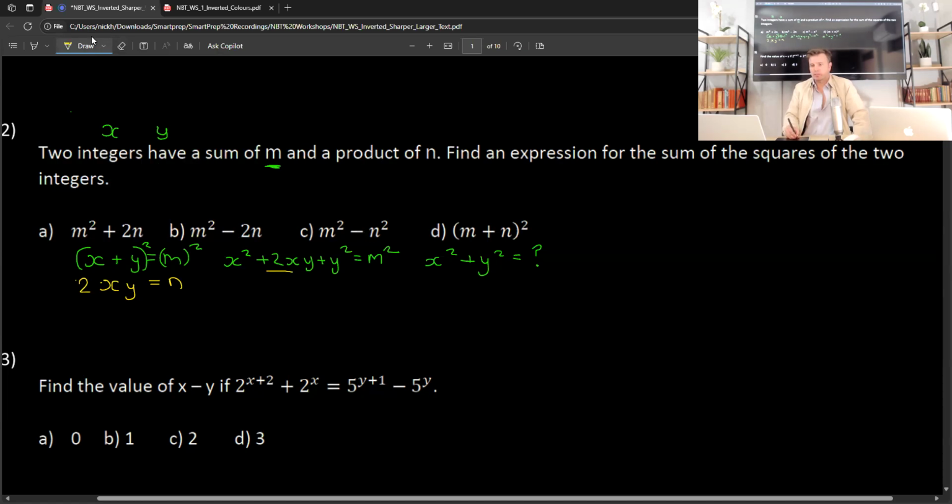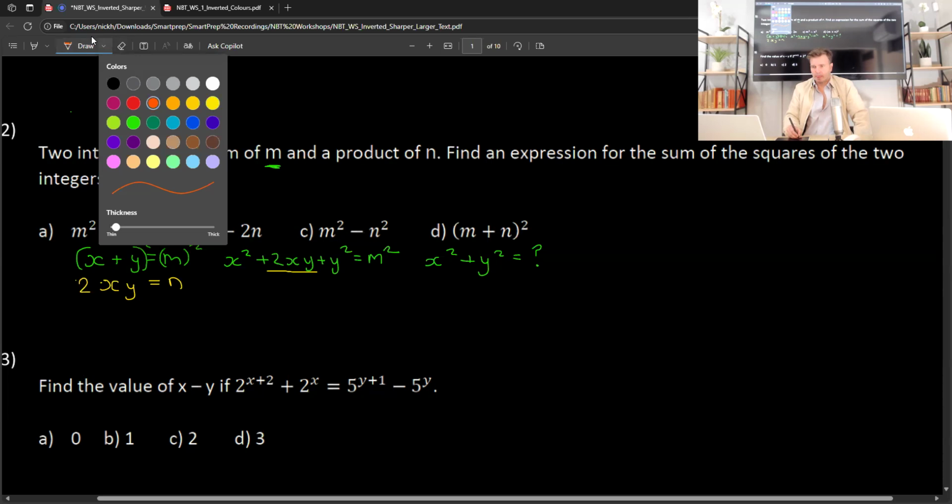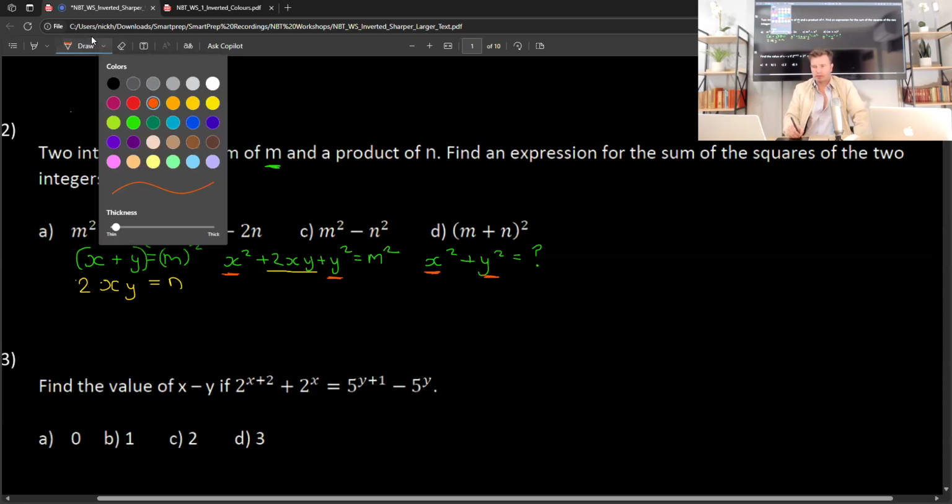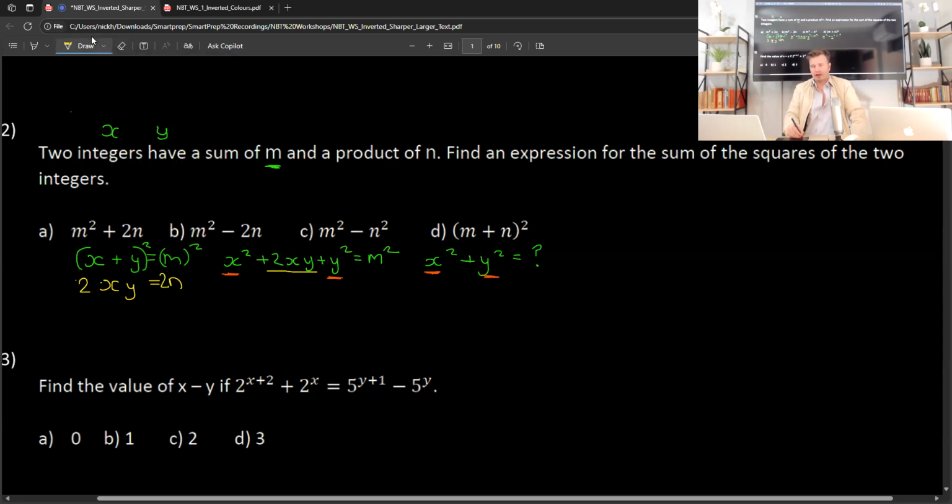I need to get rid of this 2xy, because if I do that, then I will have x squared plus y squared, right? There. I will have that if I get rid of the 2xy. Well, there we go. We know that xy was equal to n, and so when I doubled it, I got 2xy, which then can be taken off there, right? So if I subtract 2xy, I'll be left with x squared plus y squared, right? So I need to take off 2n.